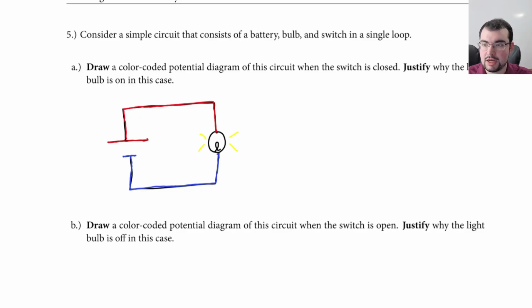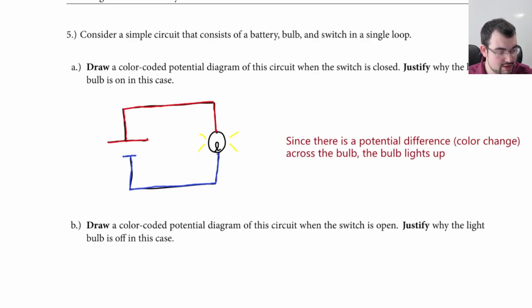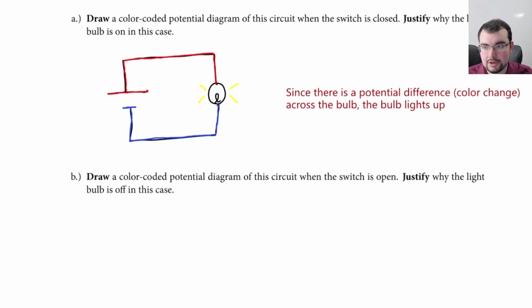So using our potential model, if we use this like a middle school model of circuits, we might say, oh, there's a complete loop. But using our more precise model, we say there is a potential difference across the bulb. Color change.